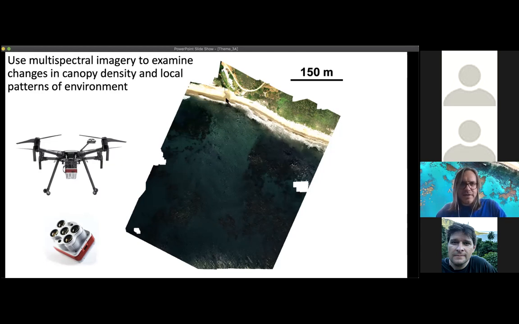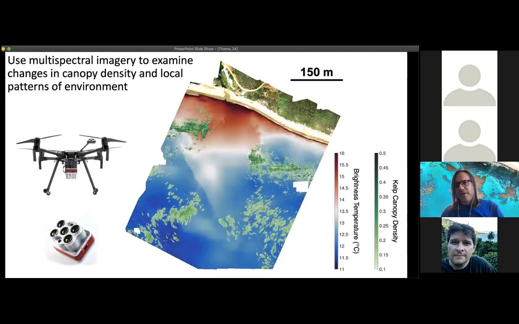And you can see this creek that runs through the houses here over the beach and then into the ocean, right where the sand channel is. And we can use the reflectance information to estimate canopy density and canopy biomass, which we see here in the shades of green. So lighter shades of green represent less dense canopy, and darker shades of green represent more dense canopy. And then the red, white to blue of the brightness temperature or the sea surface temperature of the water around the kelp forest.